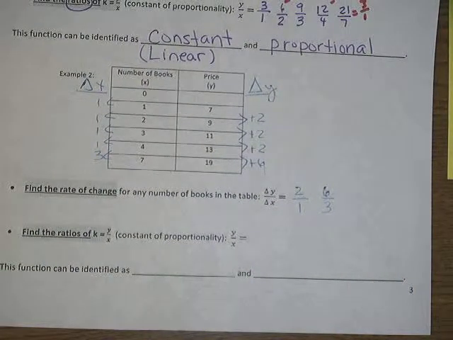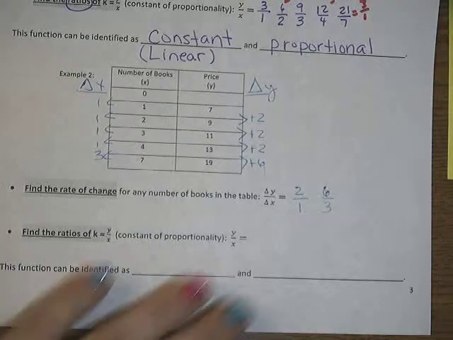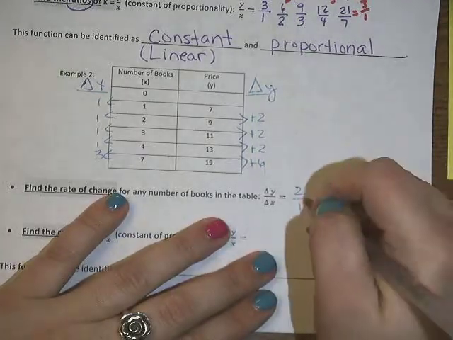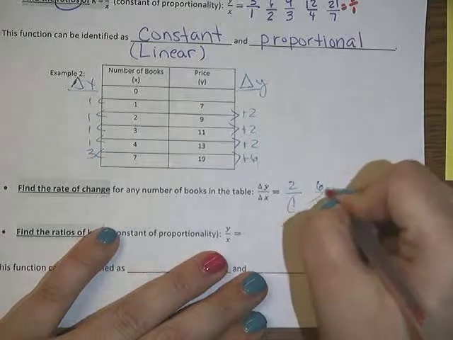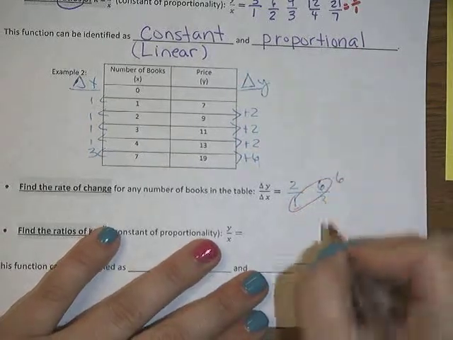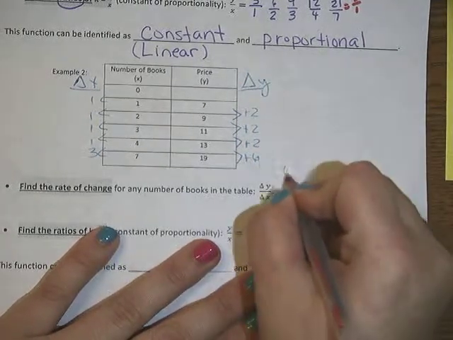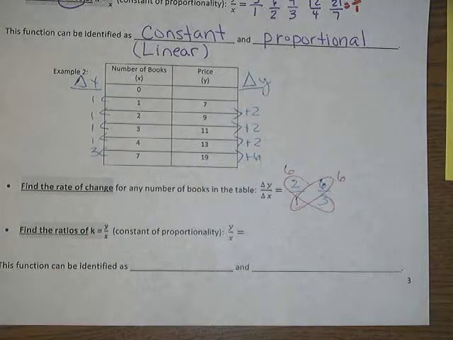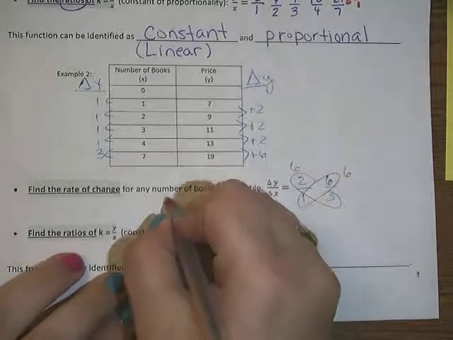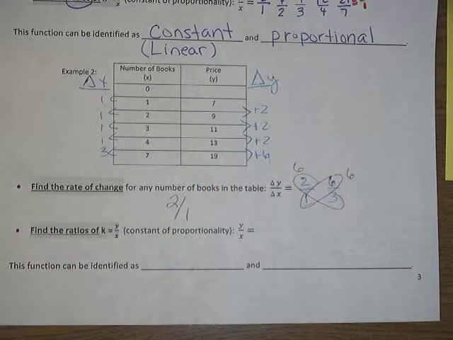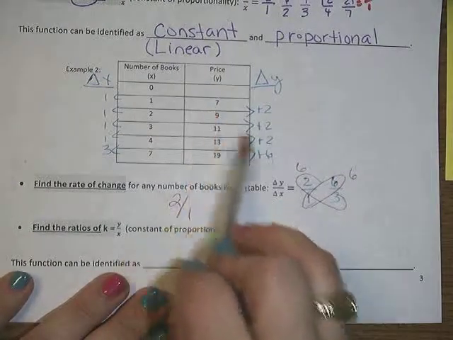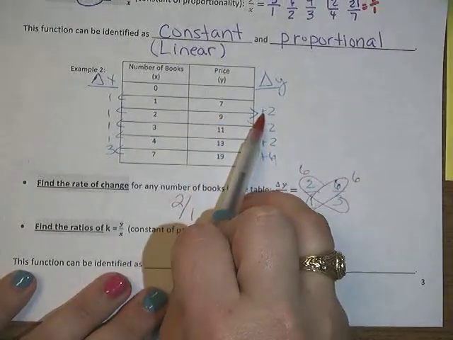Now again, I can use cross products to check this, or I can simplify. Does it really matter which one you do? No. Okay. I've been doing simplifying, so I'm going to do cross products just to show y'all. So if I use cross products, 1 times 6 is 2 times 3. Do you think these have the same rate of change? So the rate of change would be 2 over 1.